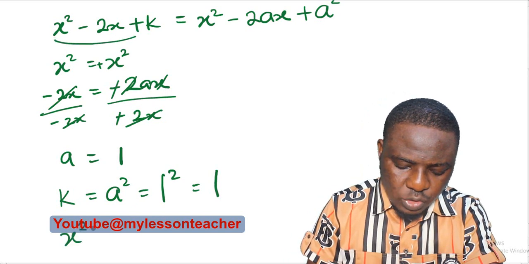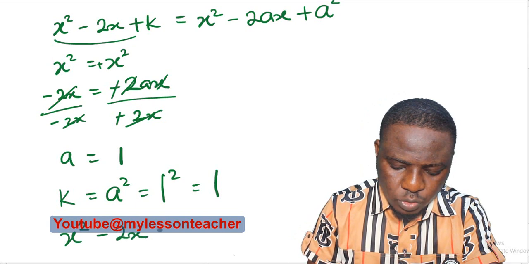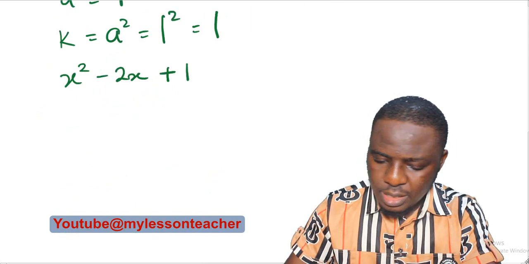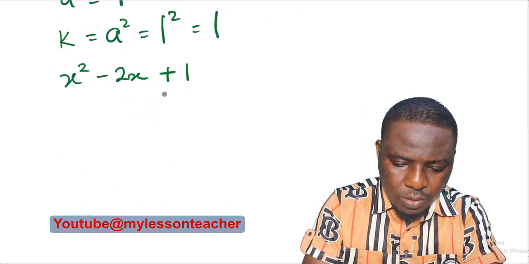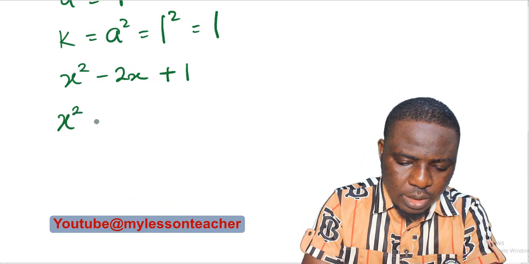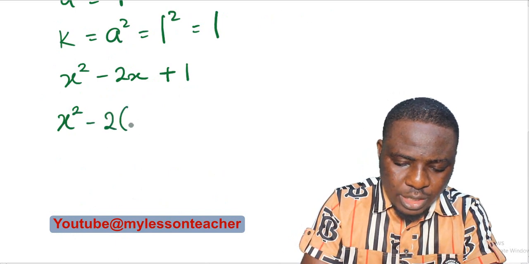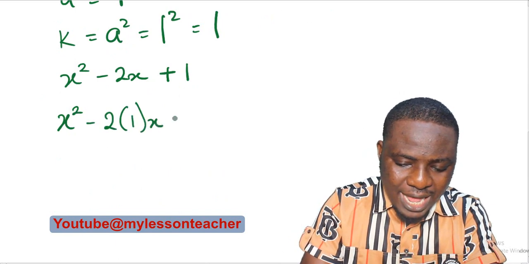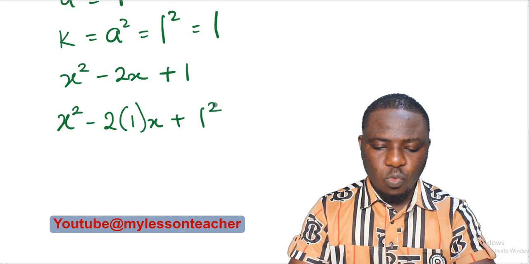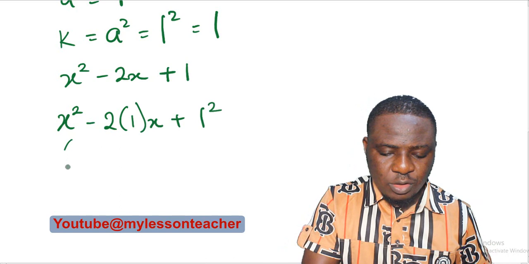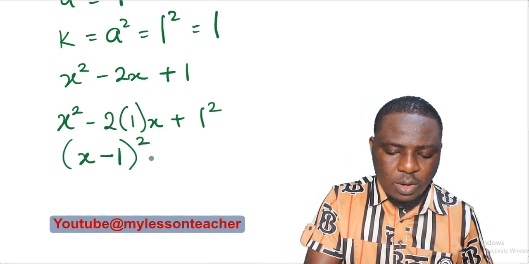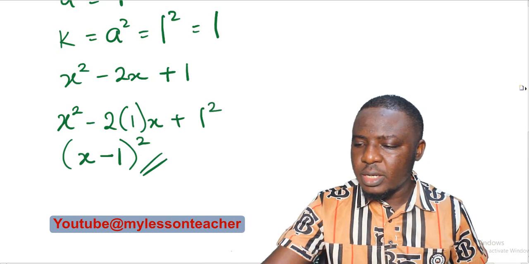So we have x squared minus 2x plus 1. Now, factorizing this, you have to simplify it in that form. This becomes x squared minus 2 into bracket 1x plus 1 squared, for 1 squared is the same thing as 1. So when you factorize this, it's going to give us x minus 1 all squared.